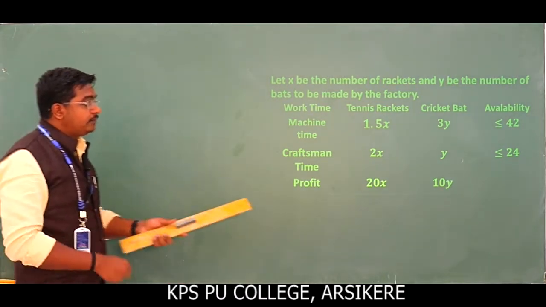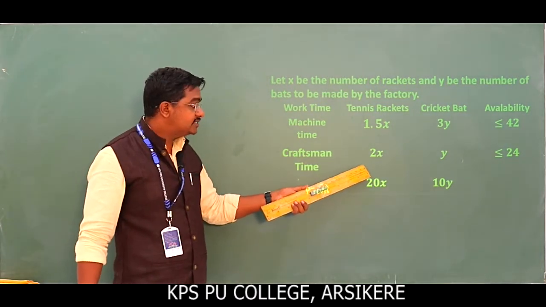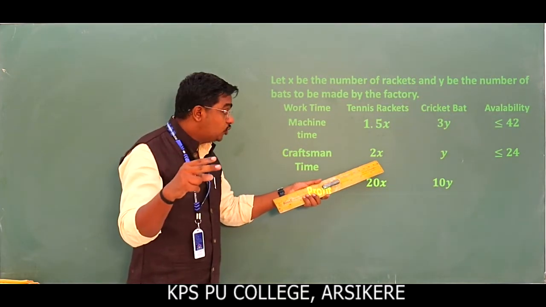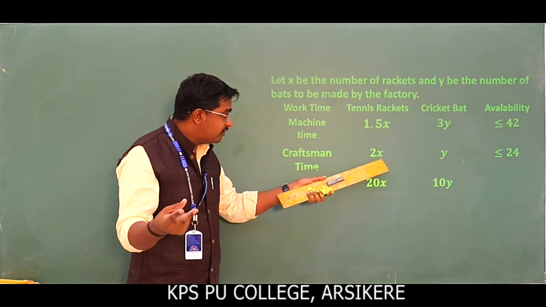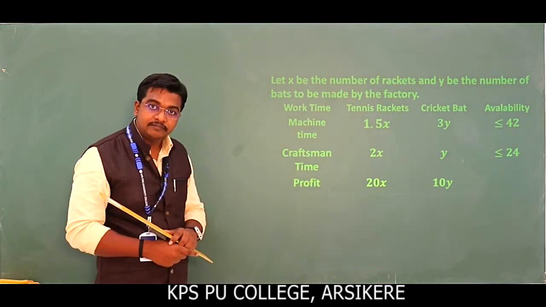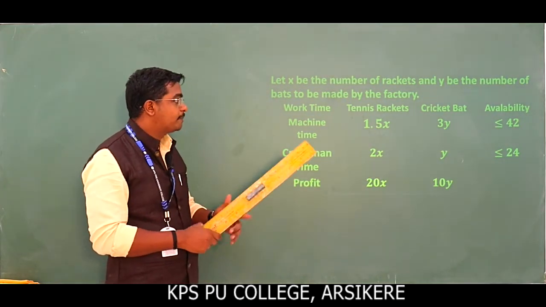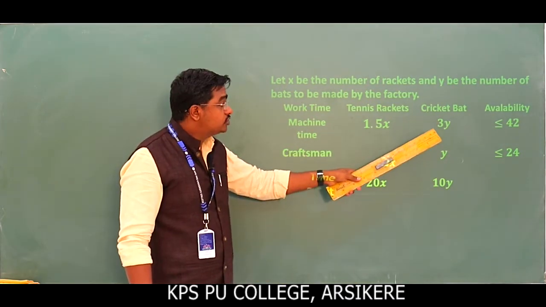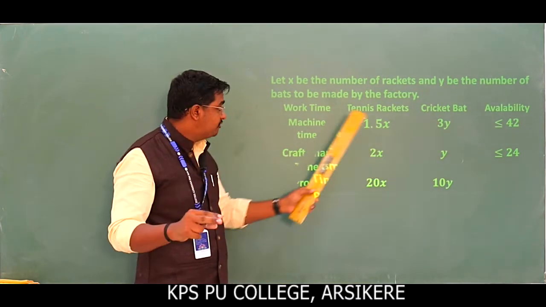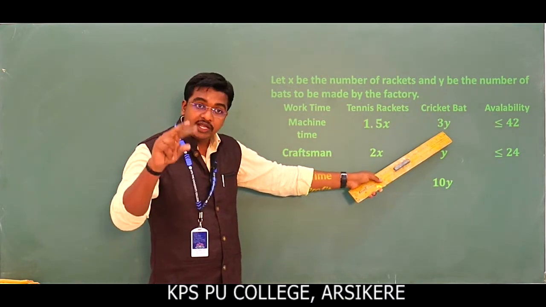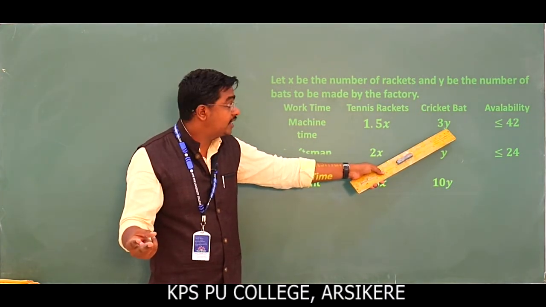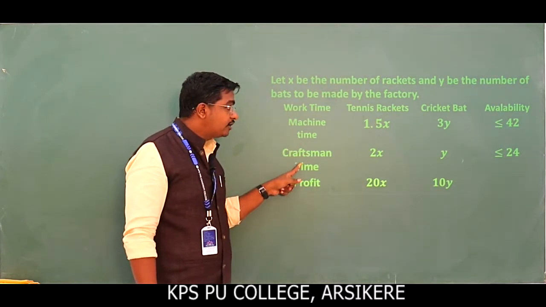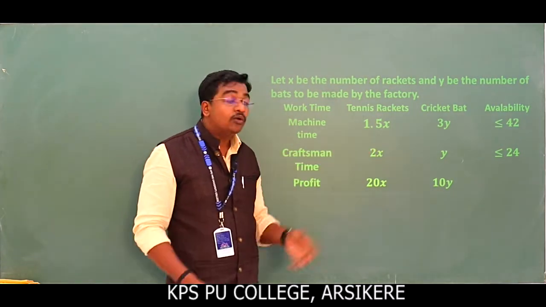For the craftsman's time, it is 2 hours for one racket. For 2 rackets, 2 into 2. For x number of rackets, 2 into x. Clear? Okay, then to make a cricket bat, one bat takes 3 hours of machine time. For 2, 3 into 2. For y number of cricket bats, 3 into y for the machine time. Similarly for craftsman's time, 1 hour is taken, so y.